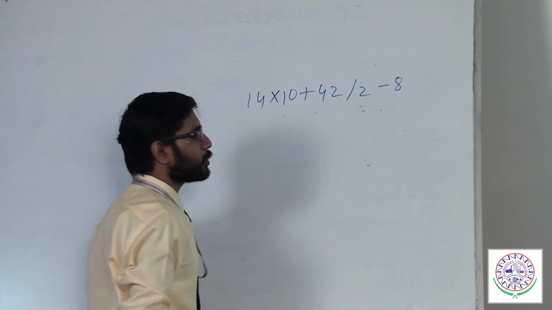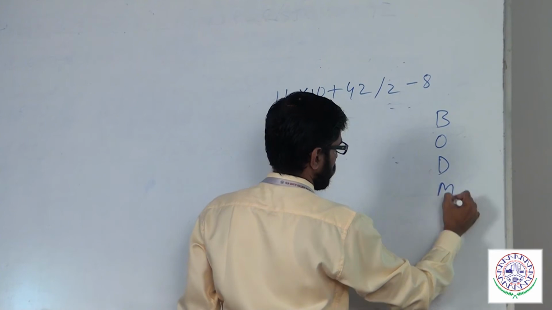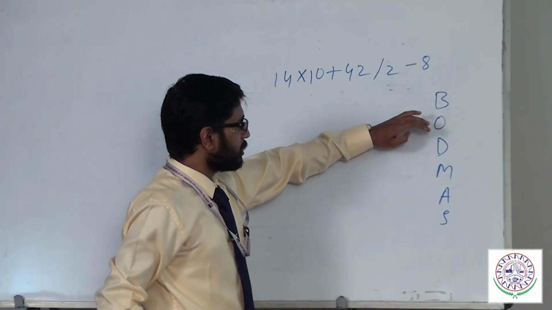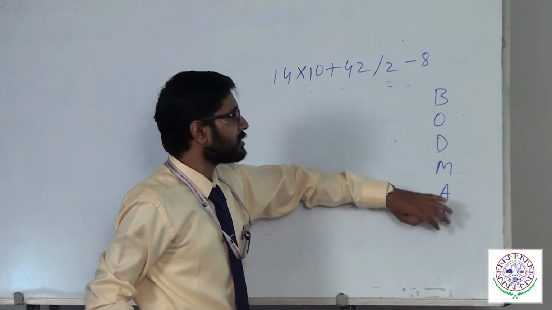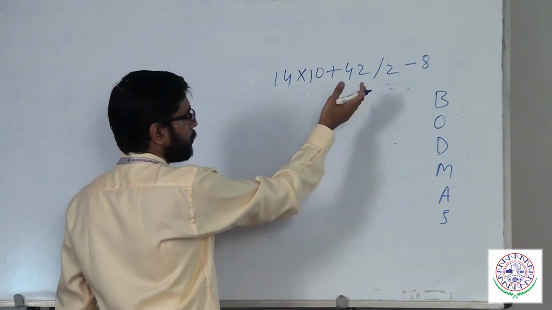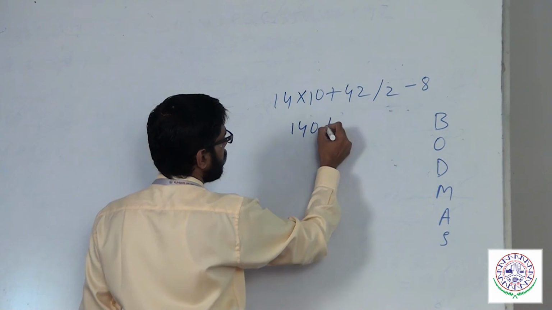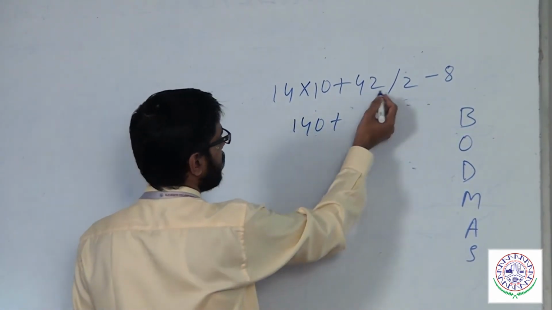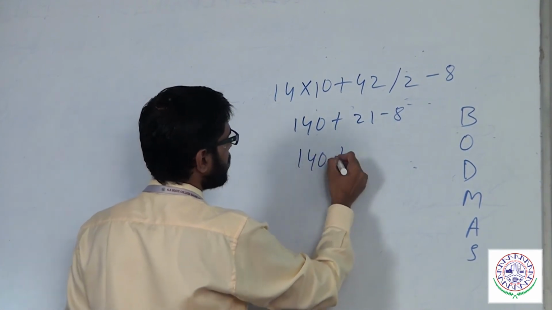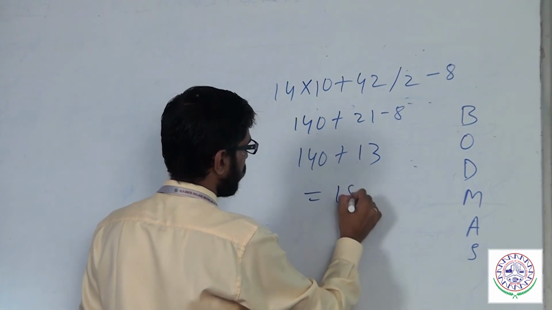In such questions, you should always apply the BODMAS rule. The BODMAS rule says brackets, of, division, multiplication, addition and subtraction. So you need to apply this rule. There are no brackets, so directly you can solve this. 14 into 10 is 140, plus 42 divided by 2, which is 21, minus 8. 21 minus 8 is 13. So the answer will be 153.